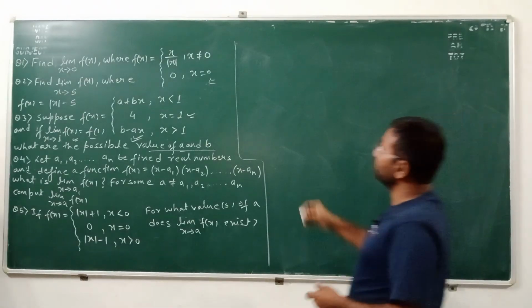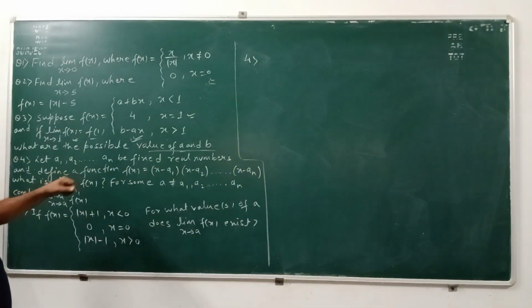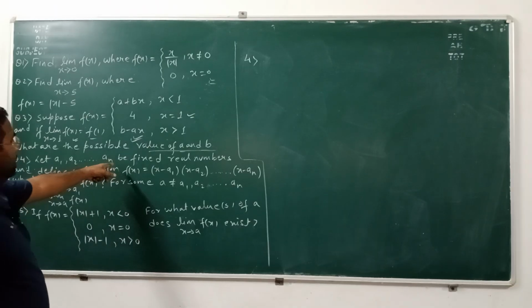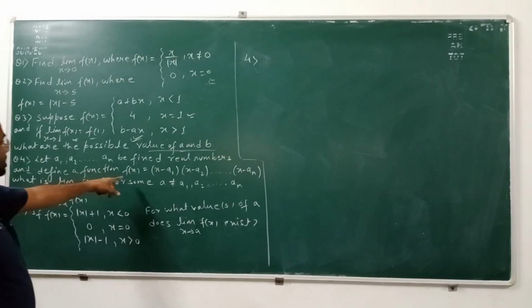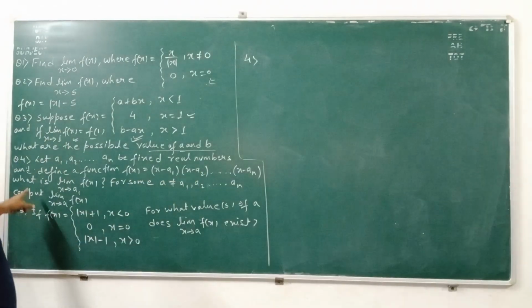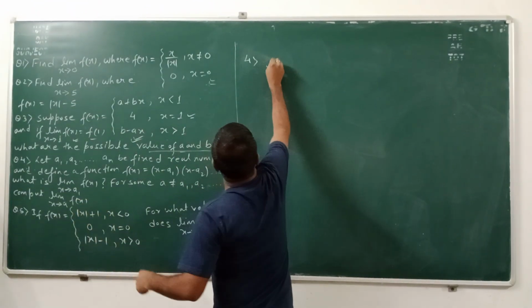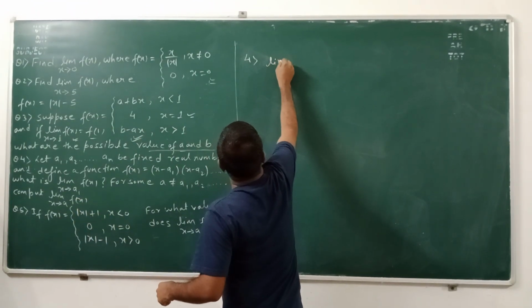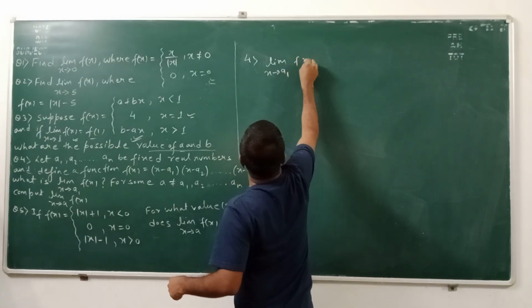Okay, now see question number 4. Question number 4 is: let a1, a2, dash, an be fixed real numbers. Define a function f(x) as given. What is the limit as x tends to a1 of f(x)? So you have to find the limit as x tends to a1 of f(x).